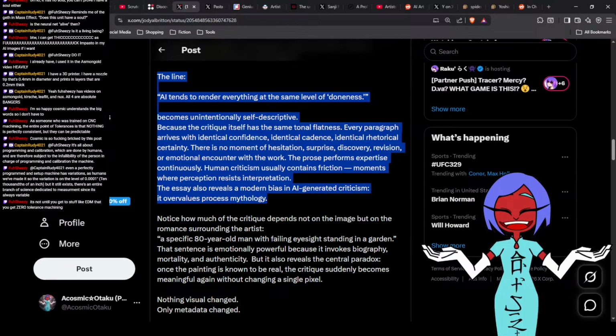Captain Rudy says, yeah, Fushigi has videos on Asmongold, Kirsha, Leaflet, and Nux. All four are absolute bangers. I will put those in the list. Fushigi says, I'm so happy Cosmic understands the big words so I don't have to.